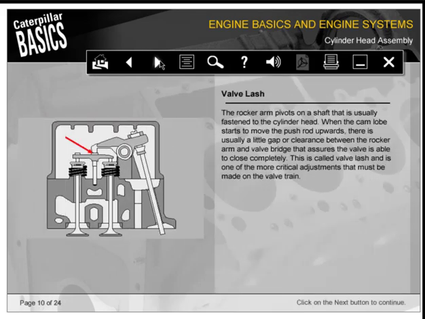The rocker arm pivots on a shaft that's usually fastened to the cylinder head. When the cam lobe starts to move the push rod upwards, there's usually a little gap or clearance between the rocker arm and valve bridge that assures the valve is able to close completely. This is called valve lash and is one of the more critical adjustments that must be made on the valve train.